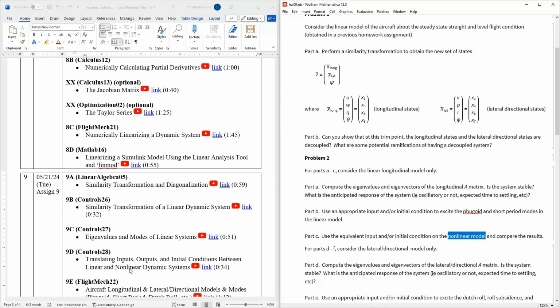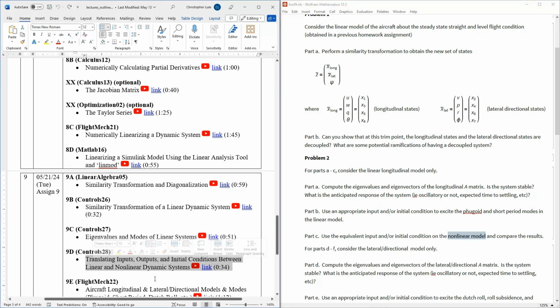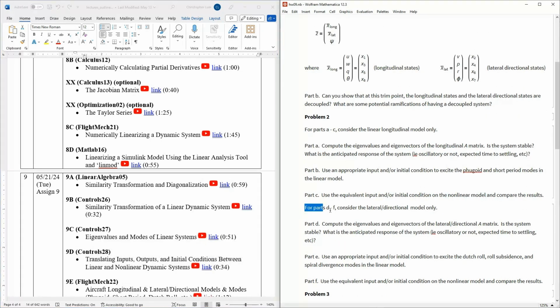All right, and again, that's the whole point of this video: how do you translate these initial conditions from one model to the other? Okay, and then for parts D, E, and F, we're going to do the exact same thing, but now we're going to consider the lateral directional linear model only. Okay, and again, it's just a rinse and repeat, so nothing too much to chat about there.